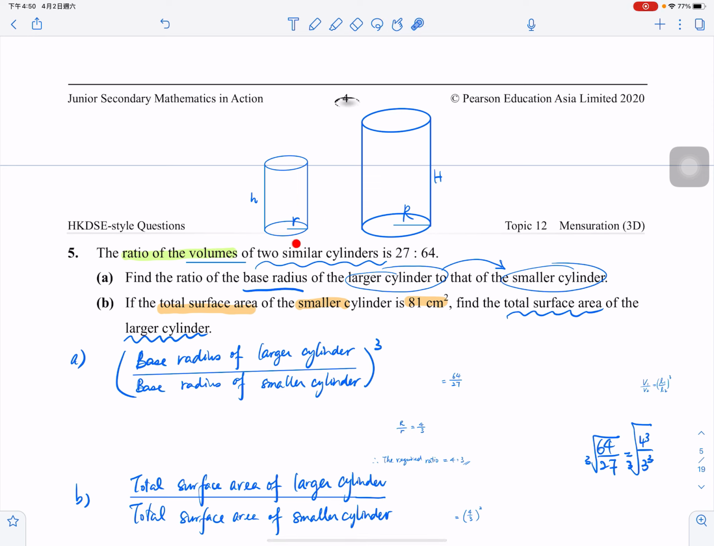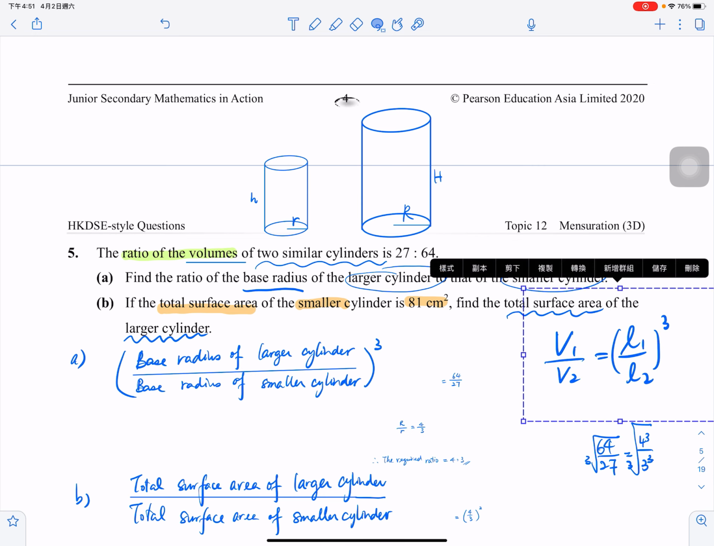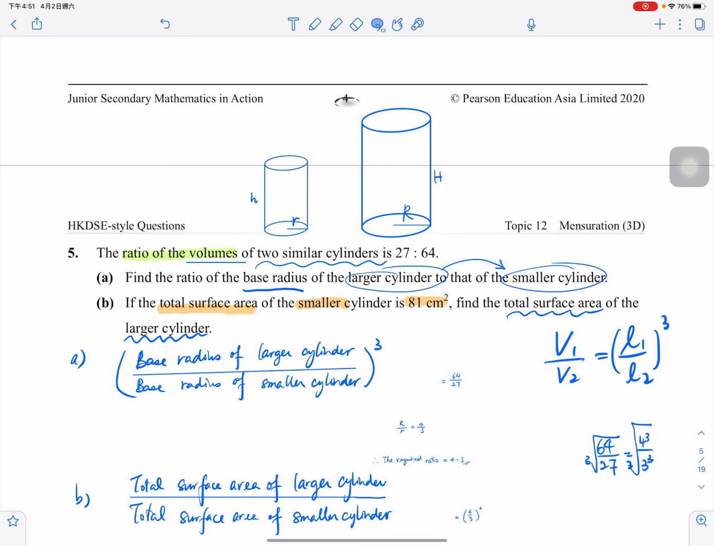Small cylinder, large cylinder. They are similar. Okay, so r to R equals h to H. Small r to big R equals small h to big H. So yes, volume and the base radius: if you take the cube of the ratio of the base radius, it equals the volume ratio. Do you remember this relation? Yeah, V1 over V2 equals L1 over L2, and then take the cube, right?